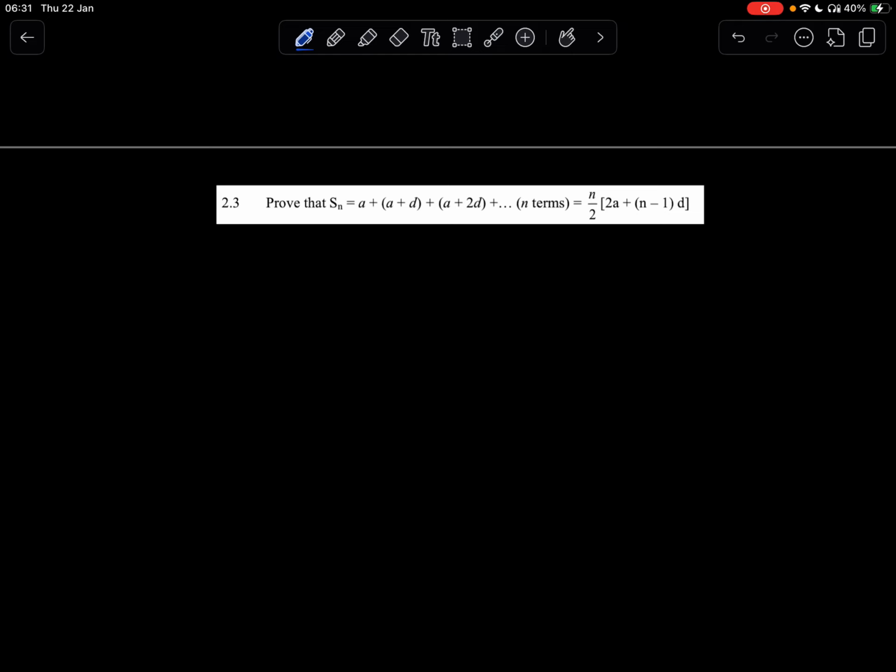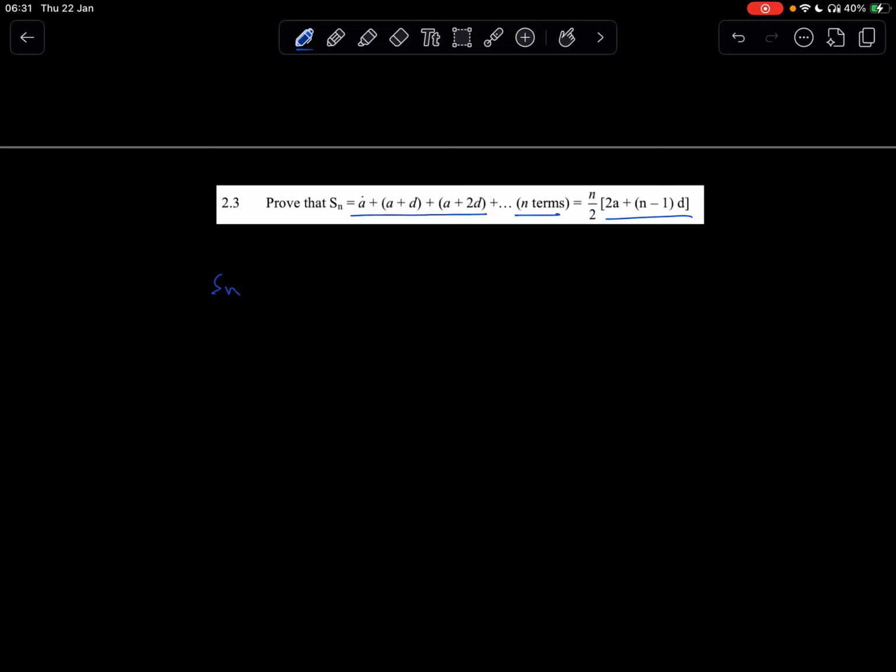So let's continue with the sequences and series for grade 12. Let's prove this sum for a linear sequence. That's what we are required to prove: that Sn, which is this sum to n terms, is equal to this. This is a linear series.